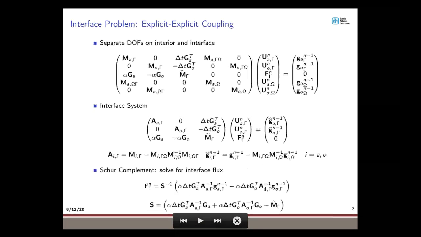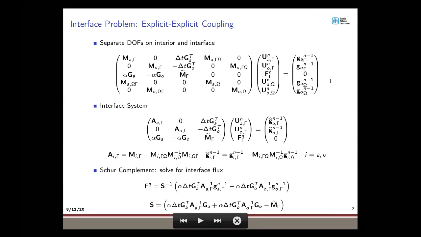So now I have to go to the next step. I have my monolithic system that I wrote down before, completely fully discretized. I've used explicit time stepping in both model domains, but some kind of implicit approximation to the flux. And now I say, okay, separate interface degrees of freedom from the interior, which I've done here in this very complicated matrix notation, but things associated with the interface have a gamma on them, and if they have a gamma and omega, that means they're a coupling term.